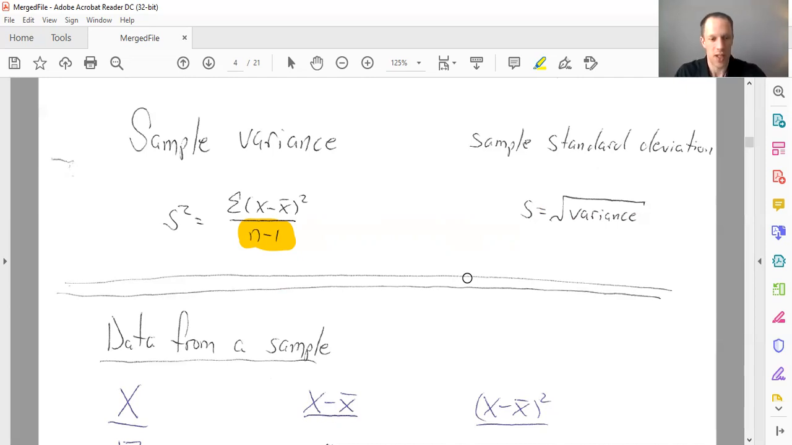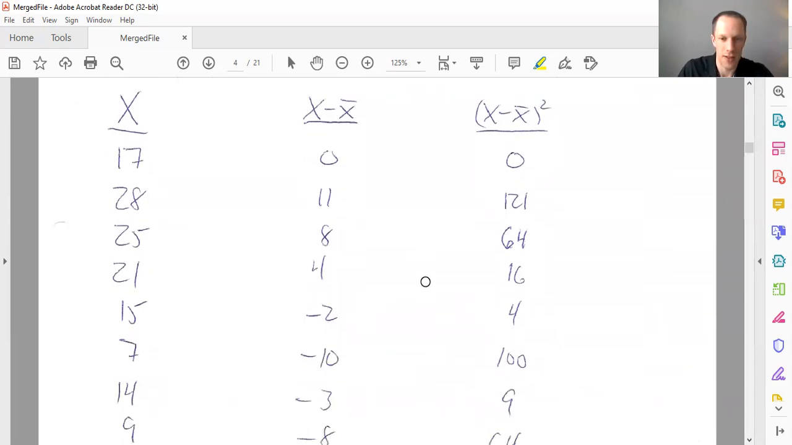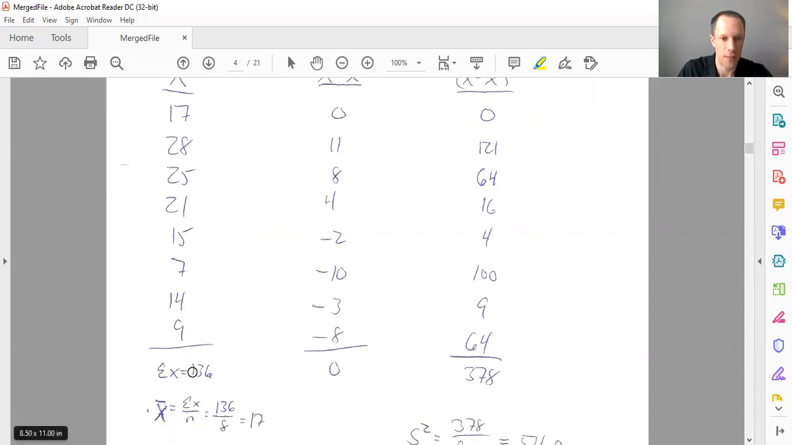So let me just show you an example here of sample data and how we would calculate the sample variance and standard deviation. Okay, so let's say we have this data set here, which comes from a sample. So these are all the X values in the first column. If we add them up and divide by 8, because there's 8 numbers in that list, we would get 17 for the mean. Okay, so our sample mean is 17. Add them all up, you get 136. 136 divided by 8 is 17.